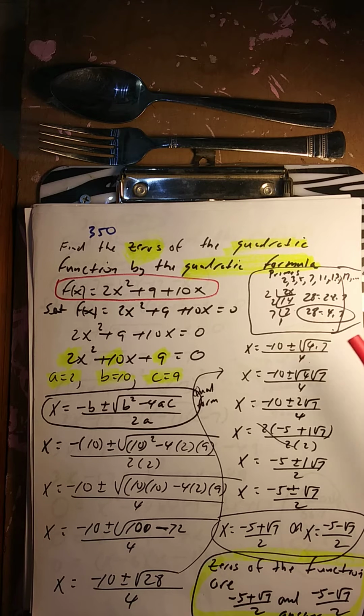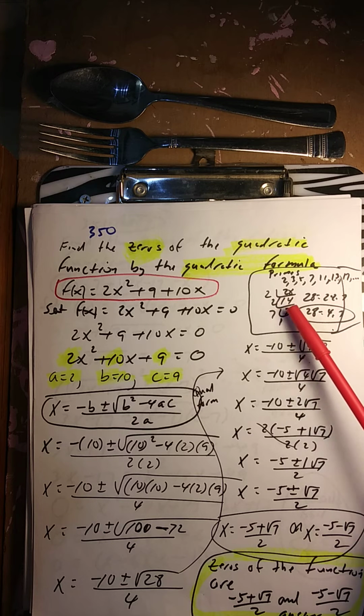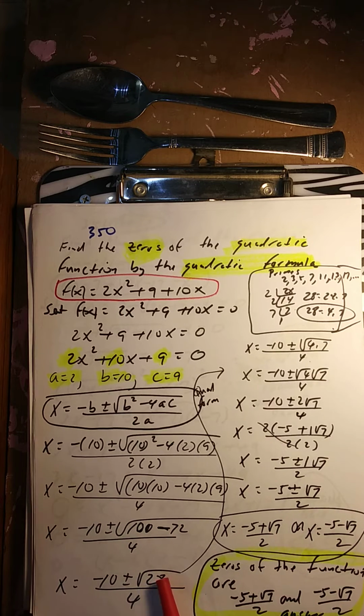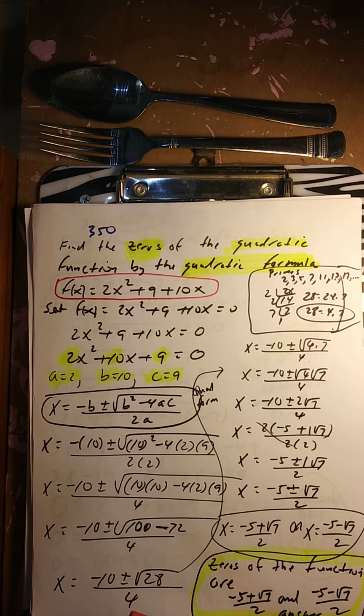All right. Long time ago, prime numbers: 2, 3, 5, 7, 11, 13, 17, 19, and so on. 2 divides 28, 14. 2 divides 14, 7. 7 divides 7, 1. So 28 is 2 times 2 times 7, or 28 is 4 times 7. I'm going to use this one right here, 4 times 7, and substitute it in. 4 times 7 is 28. Now let's go from there.